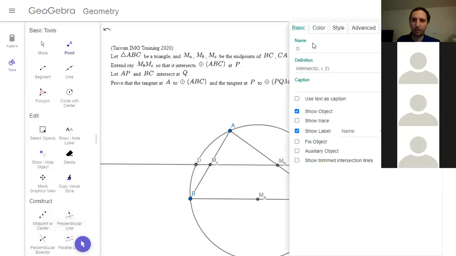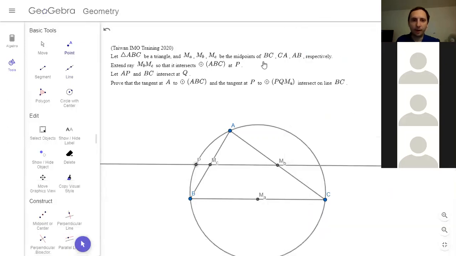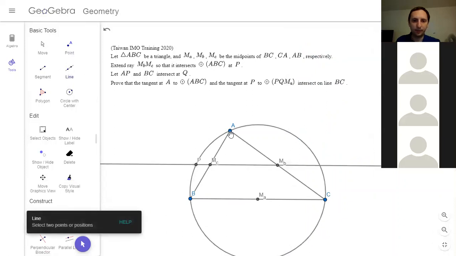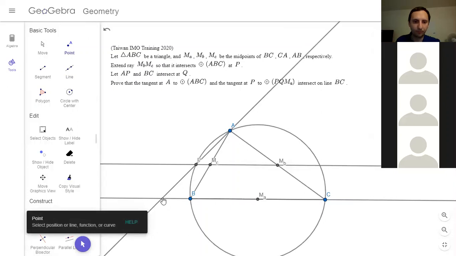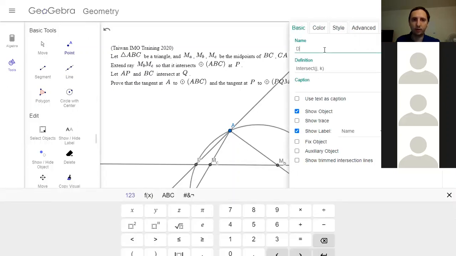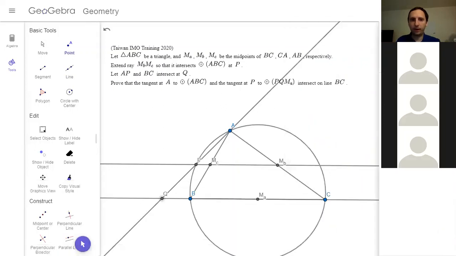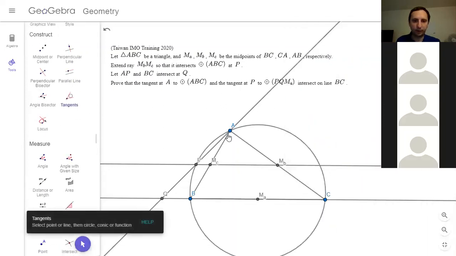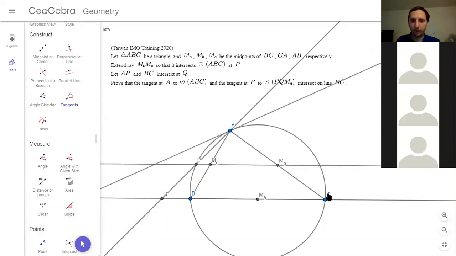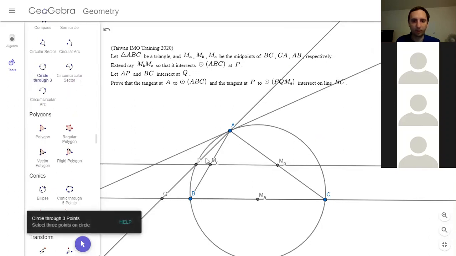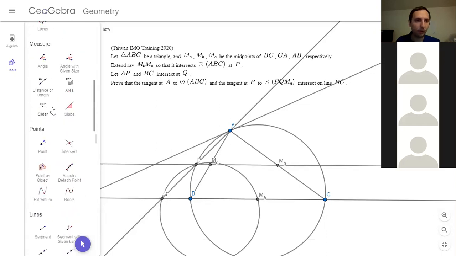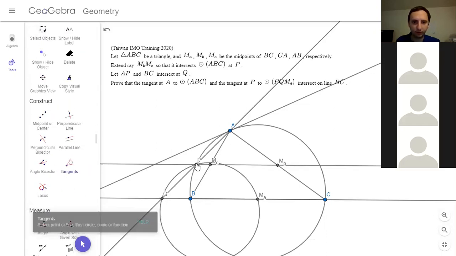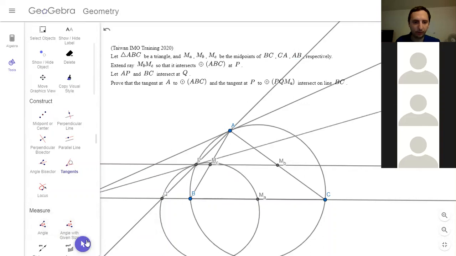So this is point P. And then AP and BC meet at a point Q. And prove that the tangent at A, so we want to draw the tangent at A to the circle, and the tangent at P to, okay, so we need to draw another circle. So PQ, okay, so we want to show that these two tangent lines concur on BC.